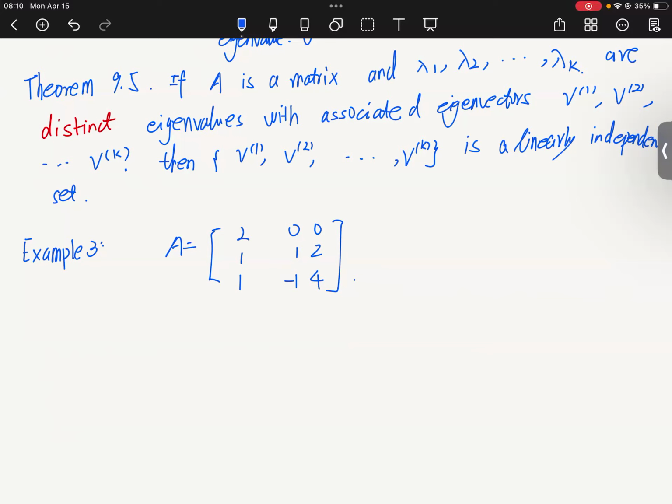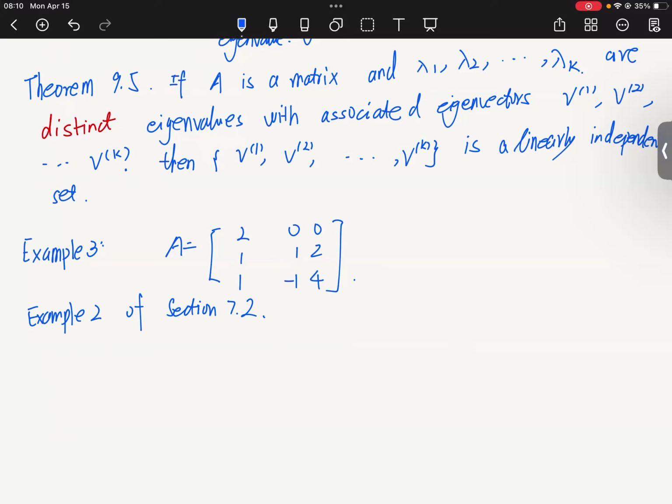Or you can go back and look at Example 2 in the textbook, in Section 7.2, where there are detailed processes teaching you how to get the corresponding eigenvalues and eigenvectors.